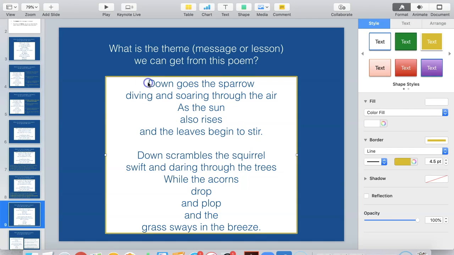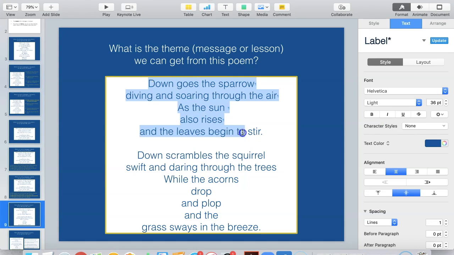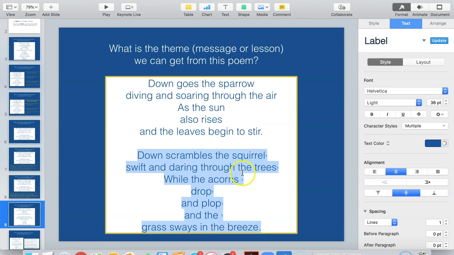So in this first stanza, we're describing what a sparrow, like a little bird, is doing, what's happening to him. We know that the sun is rising, like it's morning time. Everybody's waking up. Everything is starting up again. And then in the second stanza, we see the same thing, but it's with a squirrel. What is the squirrel doing? What is the sparrow doing? Okay, it's just descriptive.